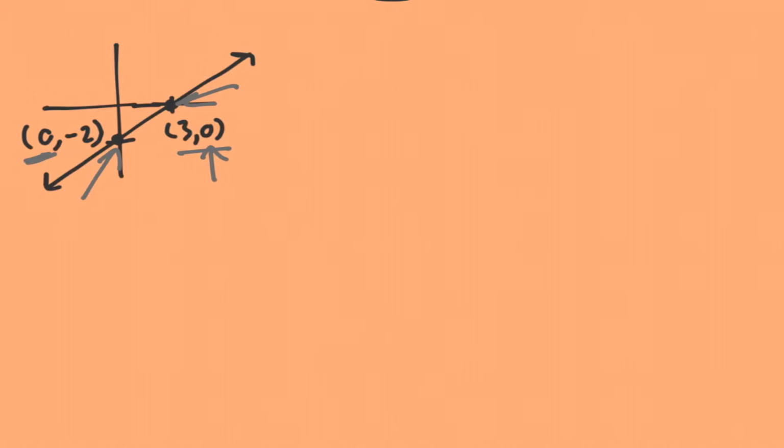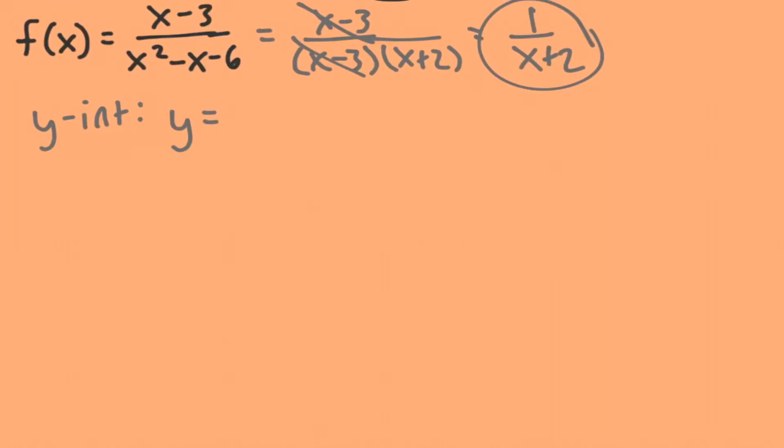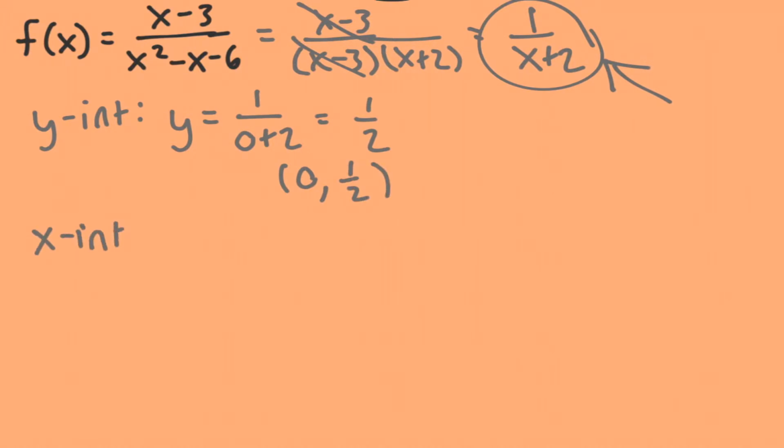So if we're trying to find the y-intercept, that's when x is 0. And remember, we have to go back to this reduced equation. So that's 1/2. The x-intercept is when y is 0, so 0 equals 1 over x plus 2.